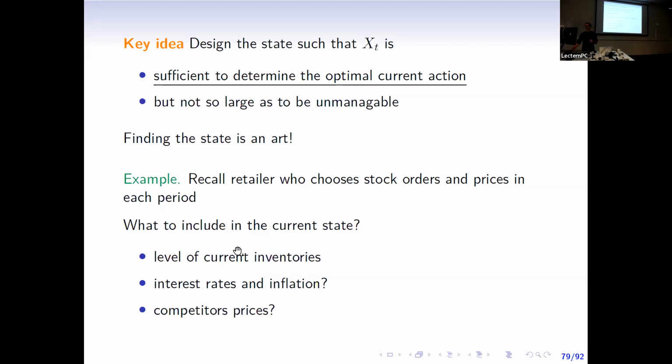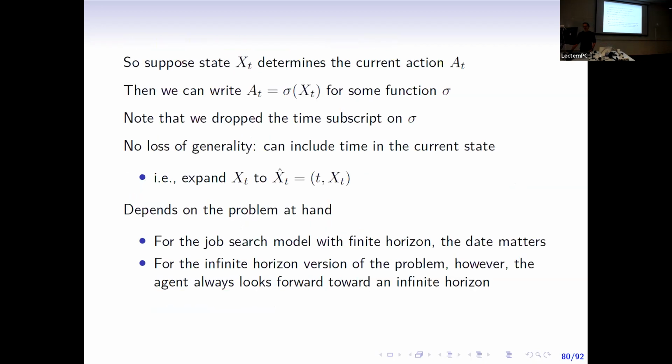We had one favorite Tom Sargent saying, in John Stachurski's book, about economic models being probability distributions on a sequence space. This is another favorite Tom Sargent saying: finding the state is an art. Dynamic programming, we like to think of as science, but finding the state can be tricky. It's a process of iteration. But if we do things successfully, then our actions can be written as a function of the current state. And we're going to assume that's the case for the rest of the course.